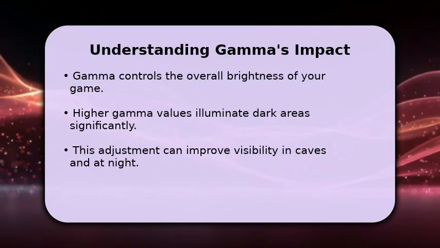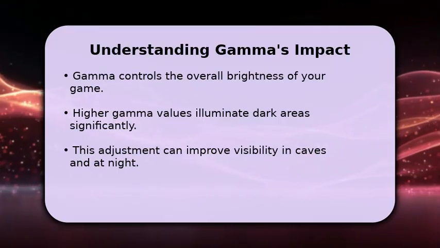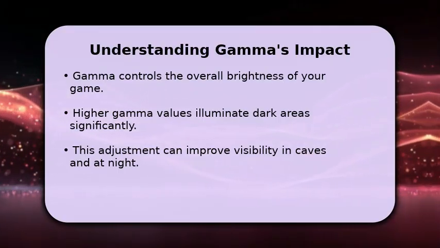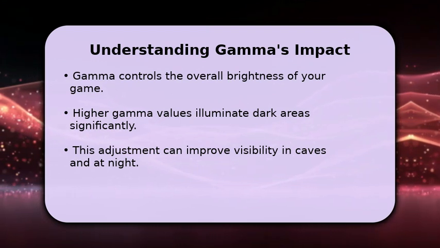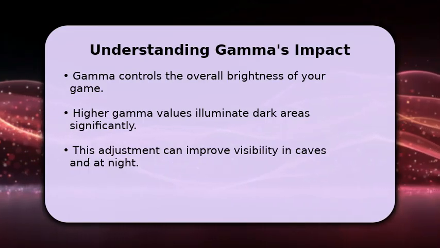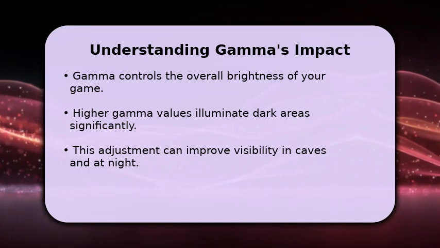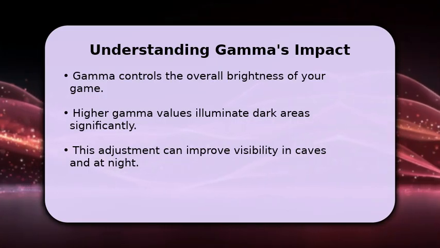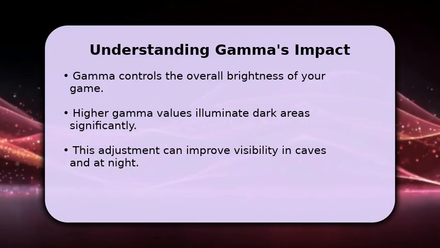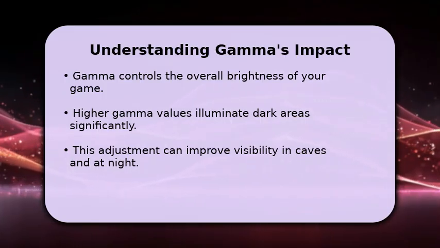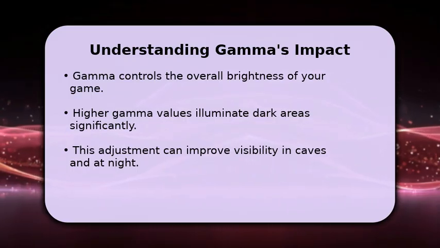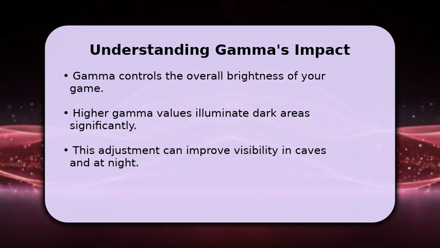So, what exactly does changing the Gamma do? Essentially, Gamma controls the overall brightness and contrast of your game's visuals. By increasing the Gamma value, you're telling Minecraft to render dark areas much brighter, almost as if they were fully lit. This is incredibly useful for exploring deep caves, navigating dense forests at night, or finding hidden details without needing torches everywhere. It gives you a clear advantage in low-light situations, making your gameplay experience much smoother and more enjoyable.